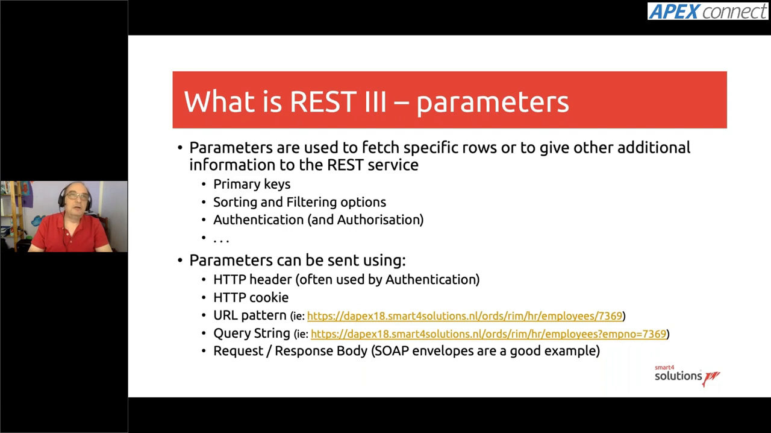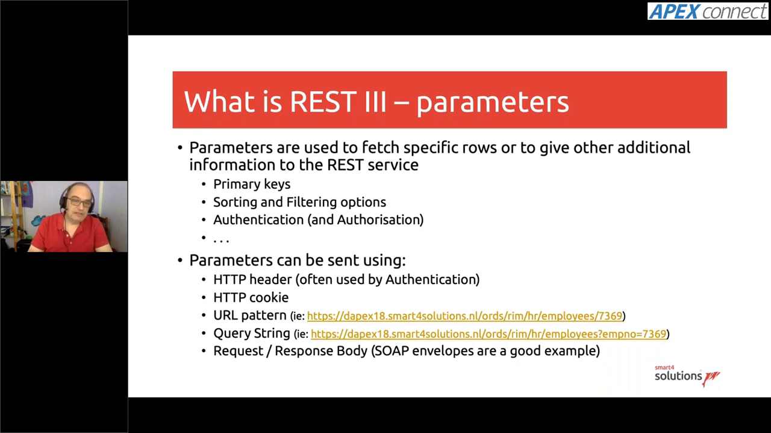When we are doing a get for a specific employee, for example, we need to specify what employee we need to fetch. And for that, we use parameters. And so we can use parameters for fetching a specific row, using the parameter as a primary key, or adding sorting and filtering options to the RESTful services, or authentication and authorization, of course, specifying a username and a password.